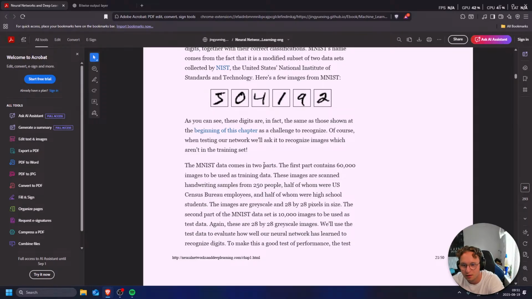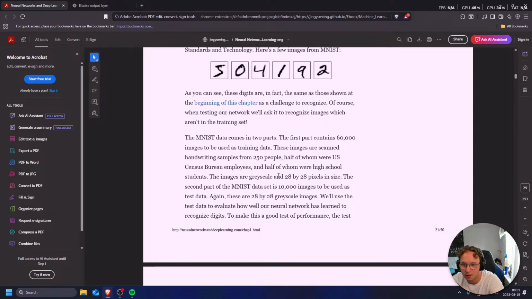Now, the MNIST data comes in 2 parts. The first part contains 60,000 images to use as training data. These images are scanned handwriting samples from 250 people. Half of them were US Census Bureau employees, and half of them were high school students. The images are grayscale and 28 by 28 pixels in size.